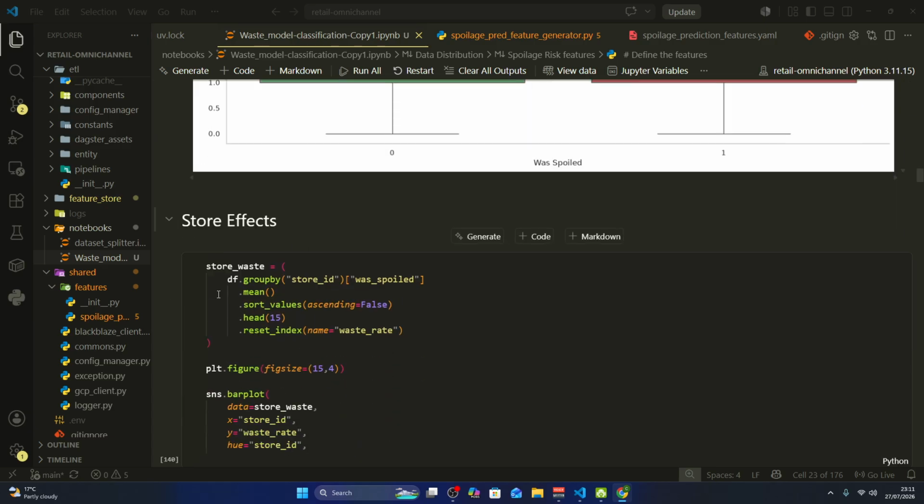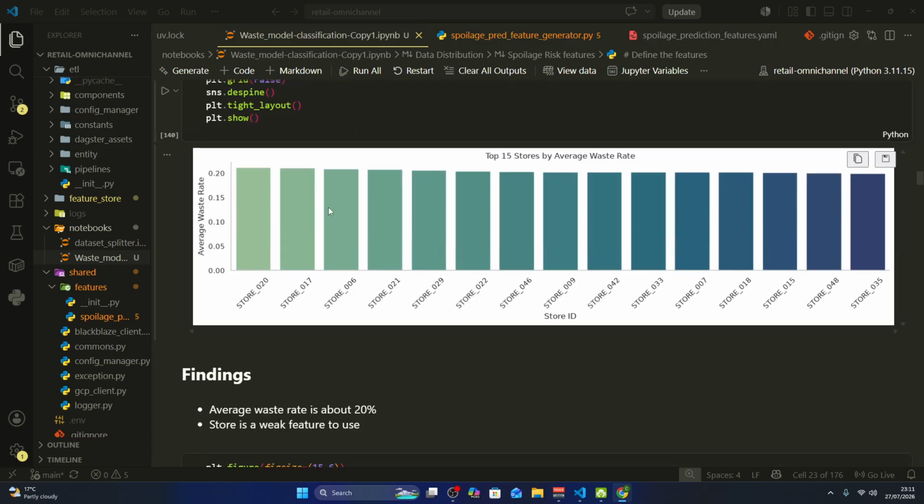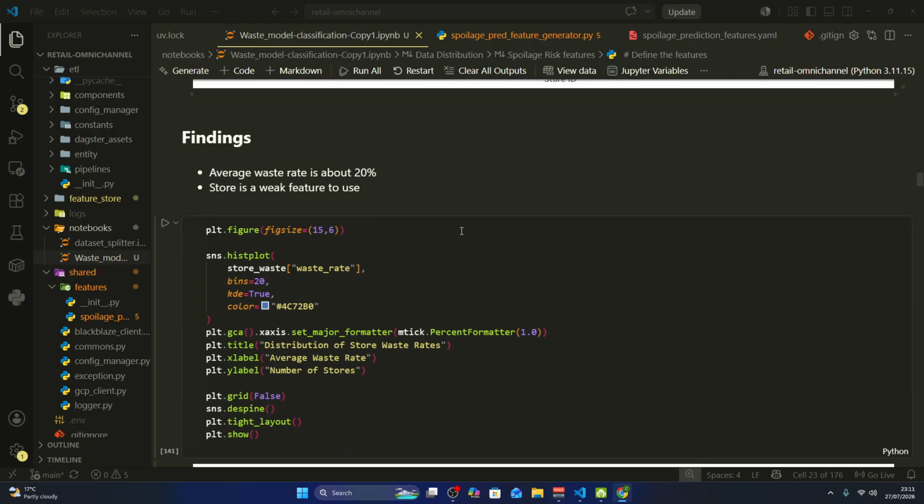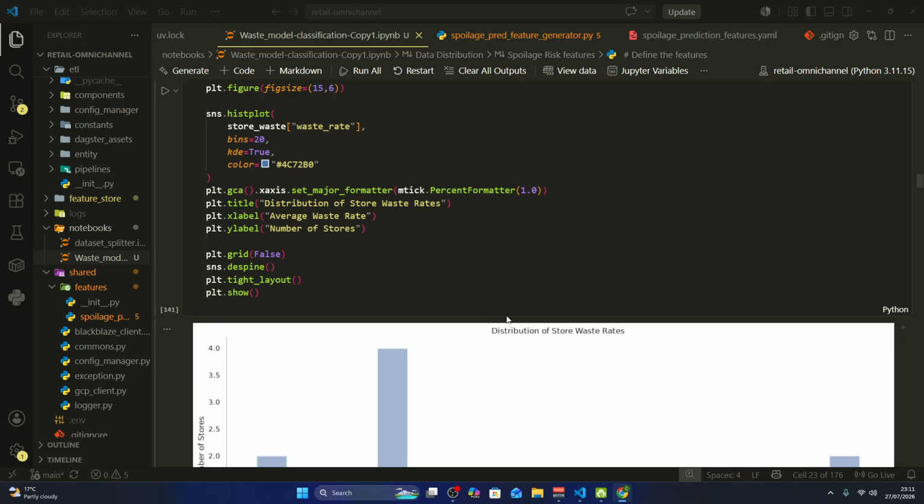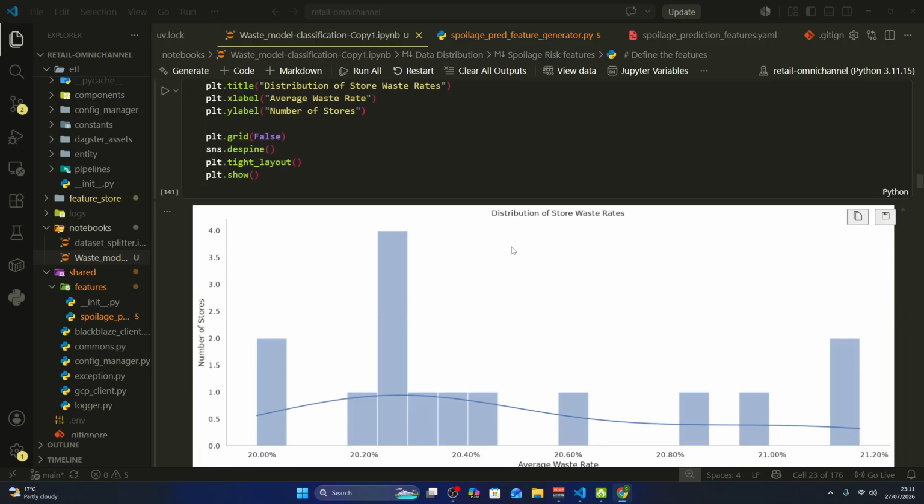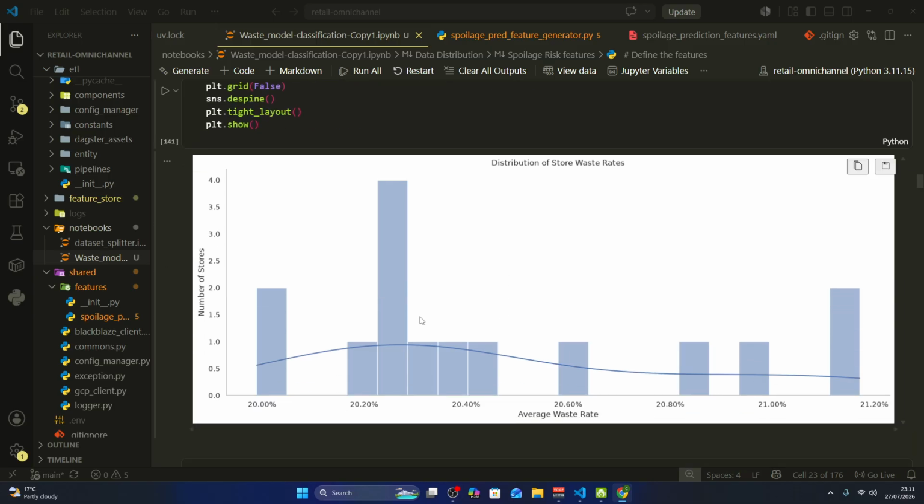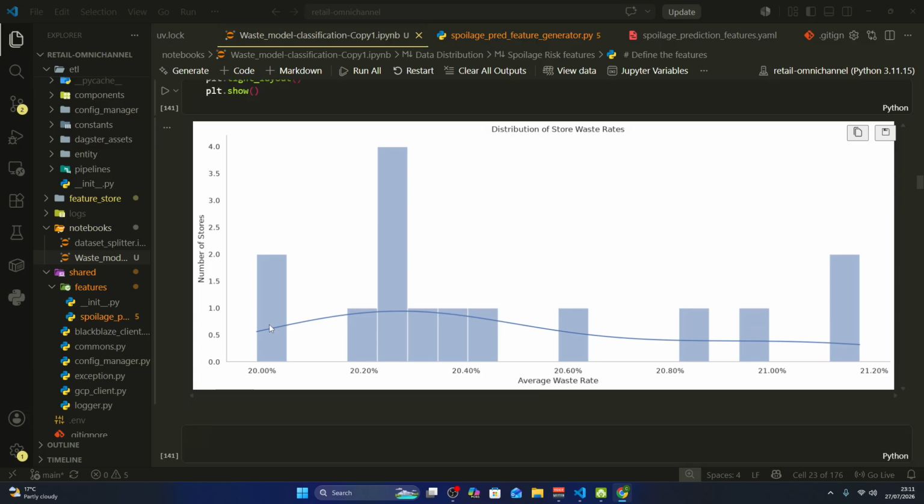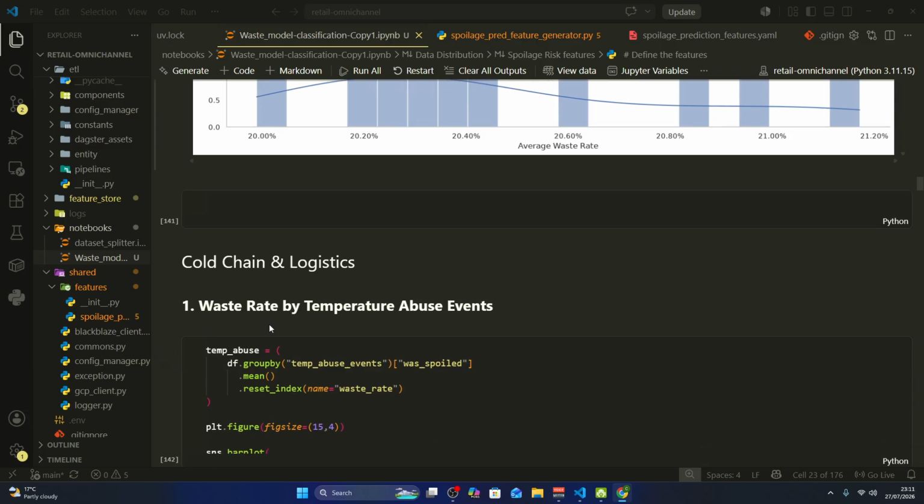Okay, then the store effects. Then they're just the same. No need to bother about that. Distribution of store waste rates. You can see some average waste rate numbers of the stores. Again, you're able to see distribution of store waste rates, average waste rates. It's not actually a normal distribution. Different stores do have different waste rates.